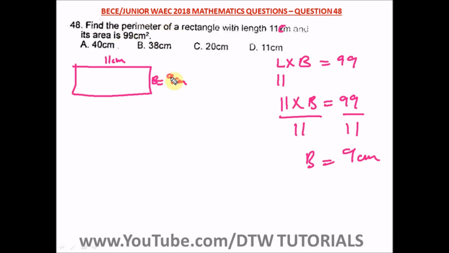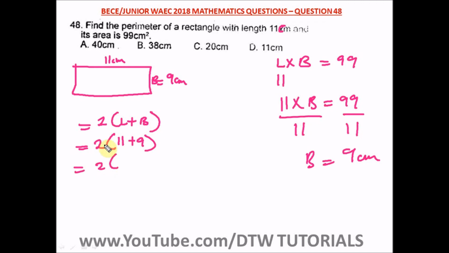And what's the perimeter of a rectangle? I hope you remember the formula: 2 bracket L plus B. That is 2 bracket your length plus your breadth. So we have 2 bracket, our length is 11, and our breadth, which we've gotten from the area of the rectangle, is 9.